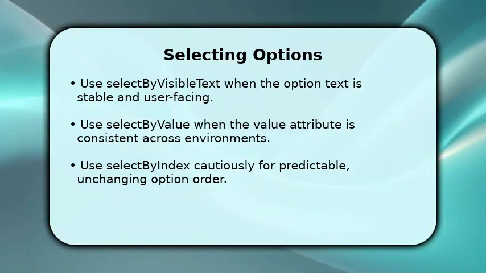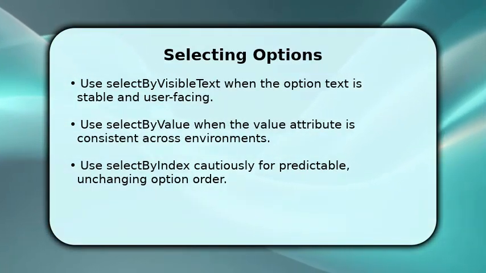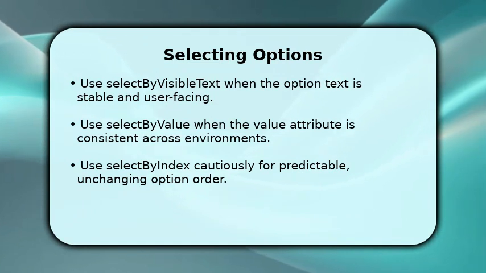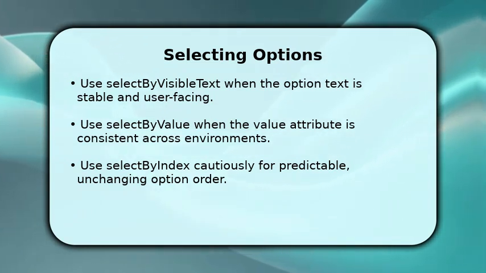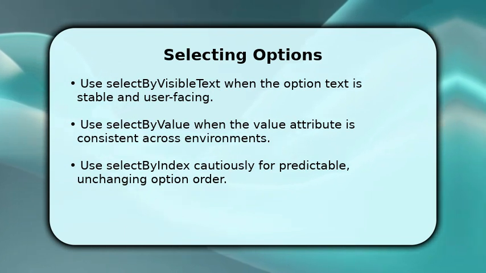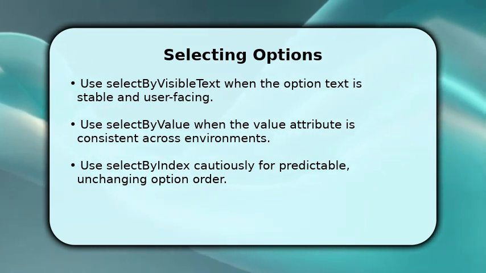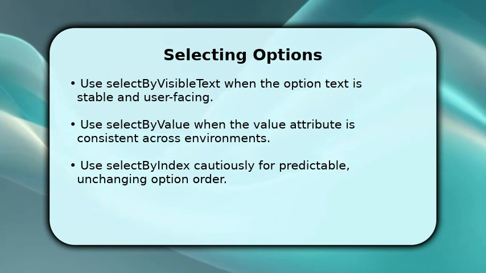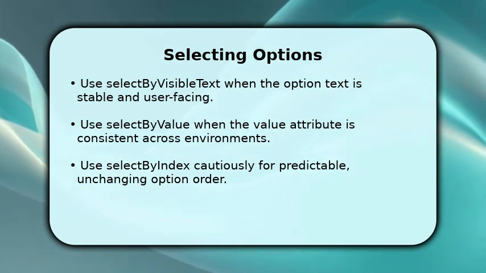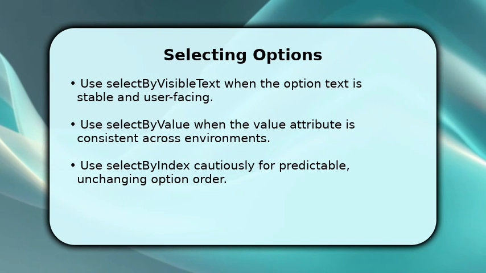When selecting options, prefer human-readable methods like select by visible text for clarity and maintainability. If the value attribute is reliable, select by value is faster and less brittle across locales. Only use select by index when option order is guaranteed, since reordering can break tests.